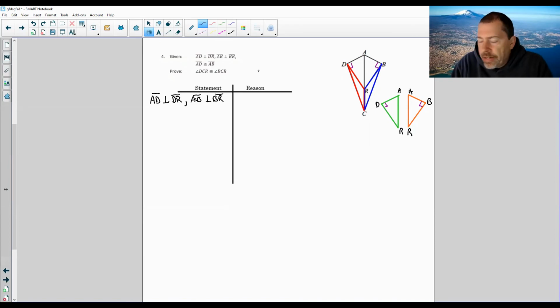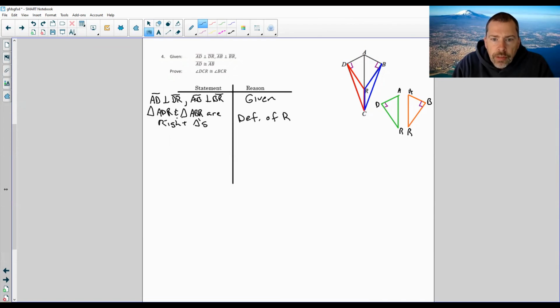And so now we can say that triangle ADR and triangle ABR are right triangles. Okay? And, oh, this was given. And this is definition of right triangles. Okay? So we now know those two are right triangles. Okay. So now what's the other given?